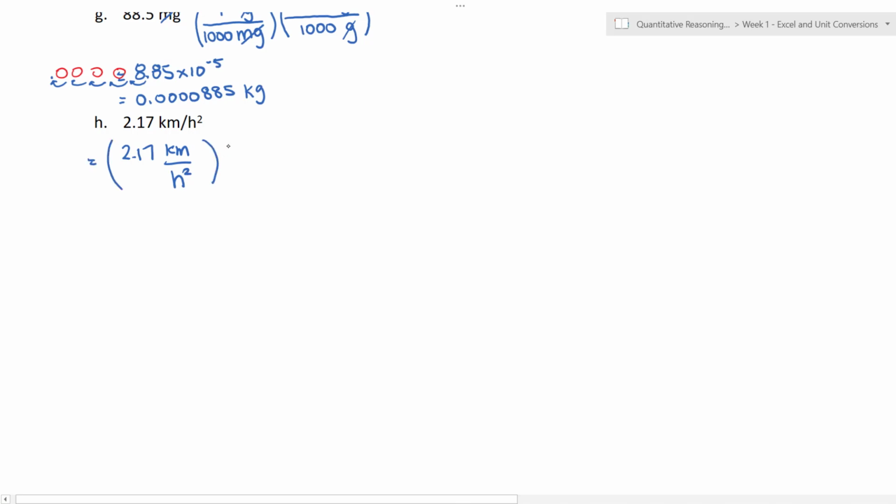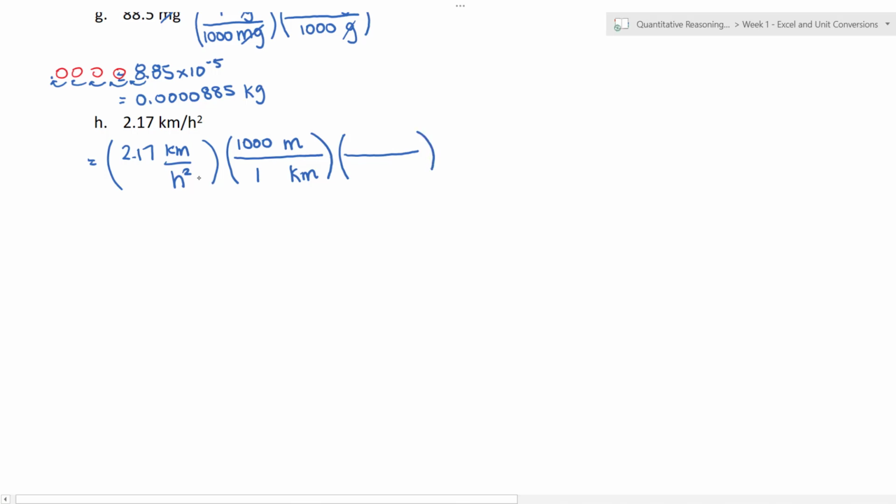Now I want to get rid of kilometers. To get rid of it, I need to put kilometers in the denominator to cancel it out. And instead of kilometers, I want meters. Now I write my equivalency. 1 kilometer is the same as 1,000 meters. All right, so I've taken care of kilometers. Now I need to take care of hours.